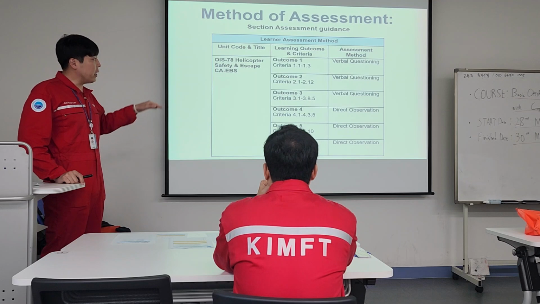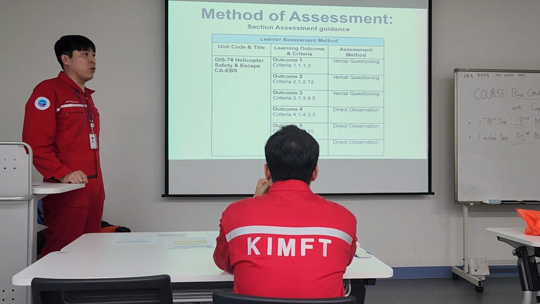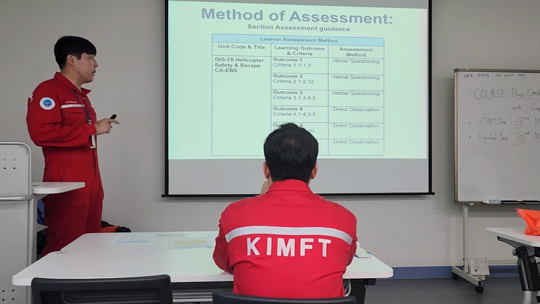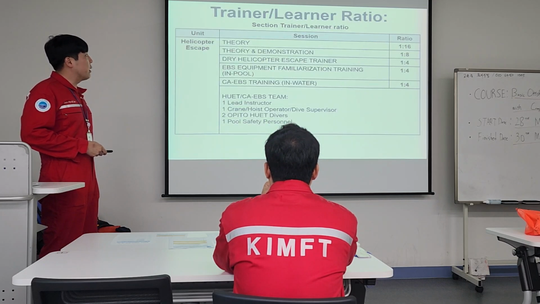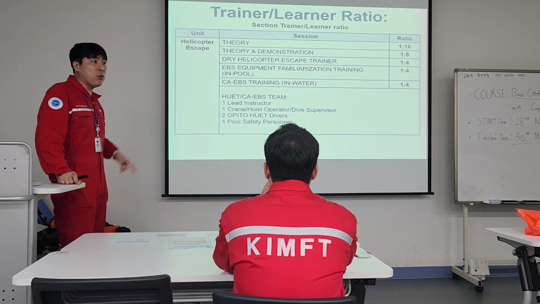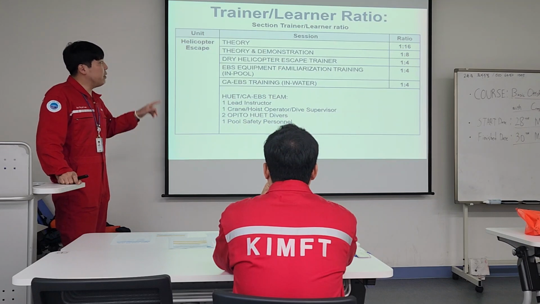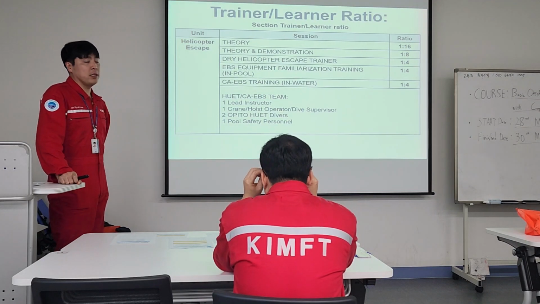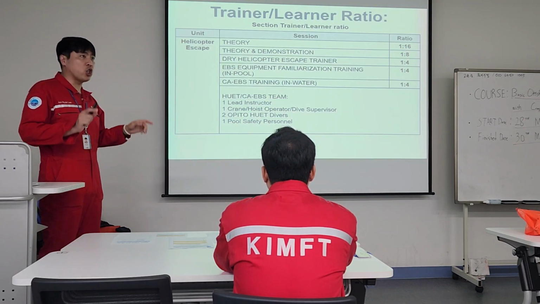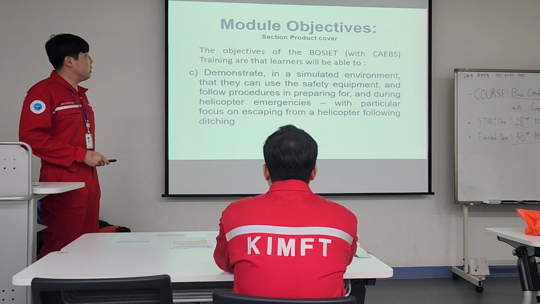And then the practical exercise, we have to do in the swimming pool. The instructor will check and observe your performance. That's the assessment. The ratio is very simple: for the theory part, maybe just one instructor, and for the practical exercise, there will be one to four like this. The other instructors will stay over there and check your safety and your performance.